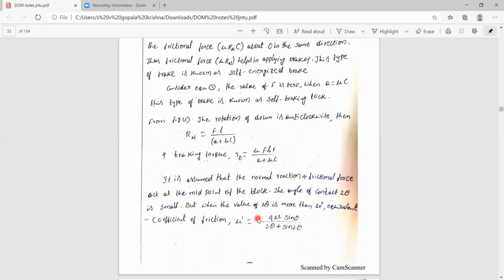Now another term is also arising here, that is the normal reaction and the frictional force. The normal reaction and the frictional force act at the midpoint of the block when the angle of contact 2 theta is small. So both are acting at the midpoint of the block.